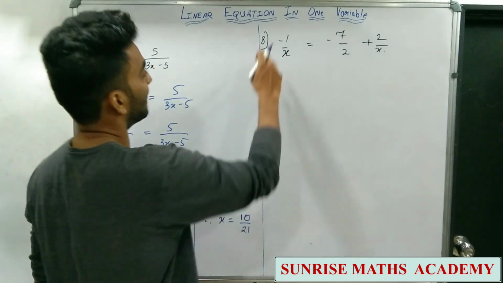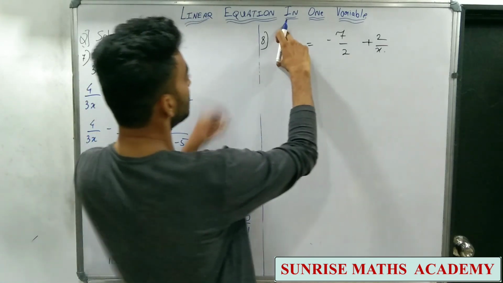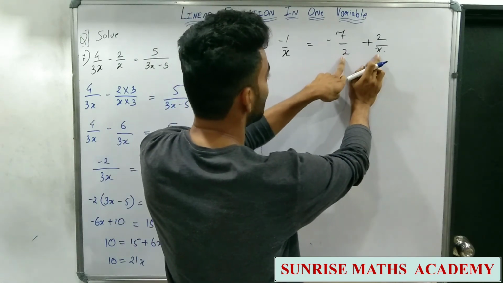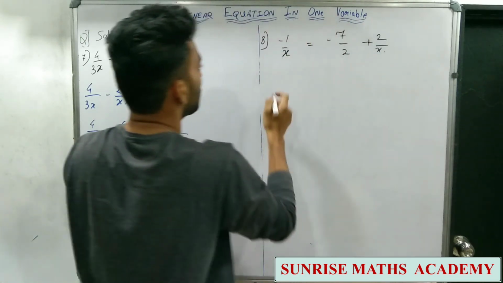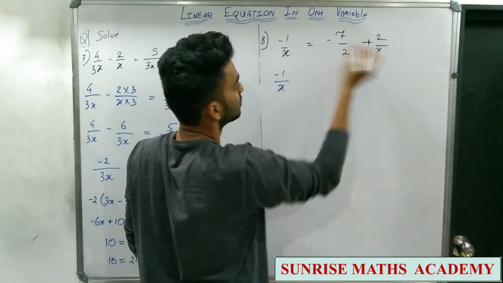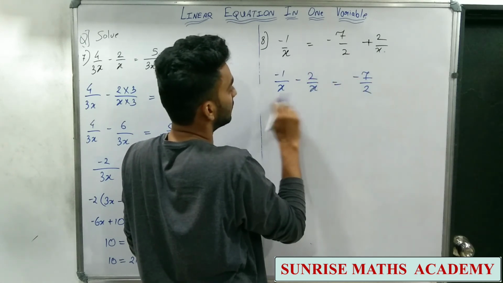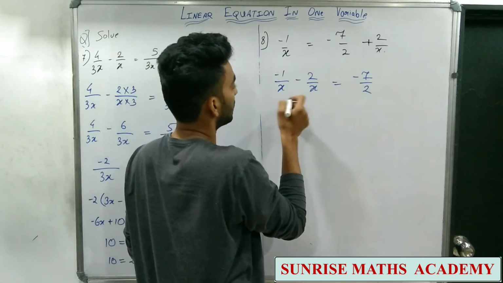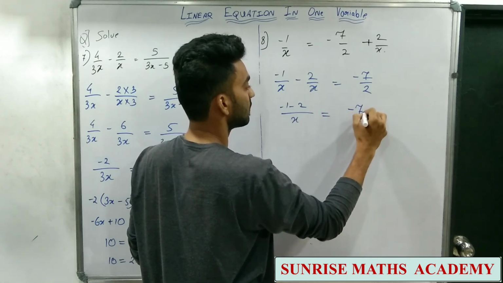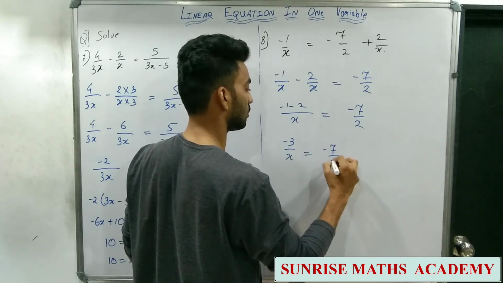The other one, minus 1 upon x equals to minus 7 upon 2 plus 2 upon x. Now if you see, this is a variable term, this is a variable term. So here there is no need to find the LCM of these. We can directly bring this to this side or take this minus to that side. So minus 1 upon x, this will come here, minus 2 upon x equals to minus 7 upon 2. Now denominators are same, so we can add them. Directly we will add or subtract them. Minus 1 minus 2 upon x equals to minus 7 upon 2. So this is minus 3 upon x equals to minus 7 upon 2.